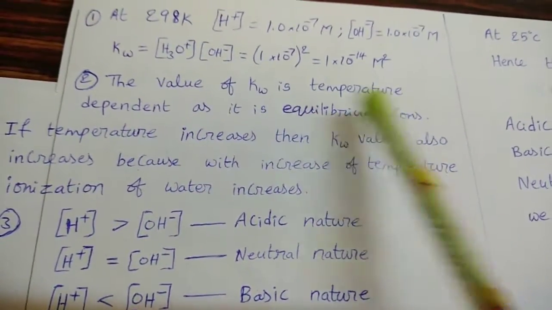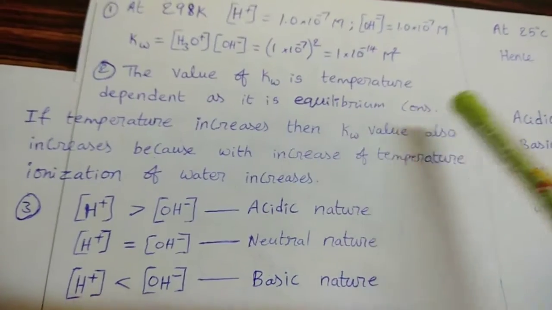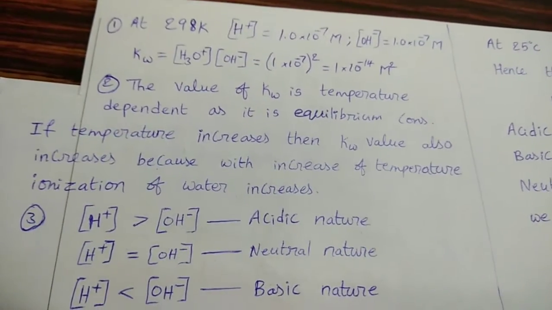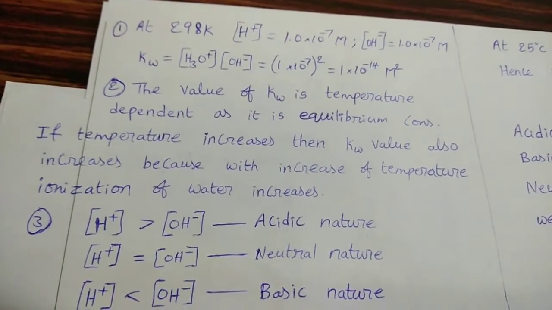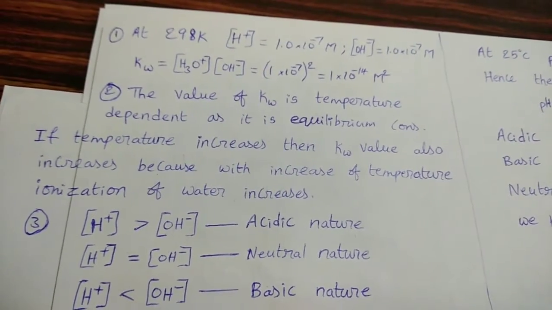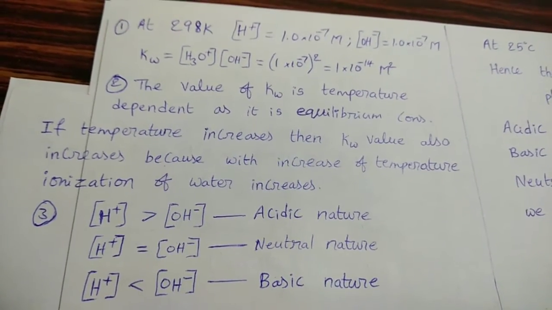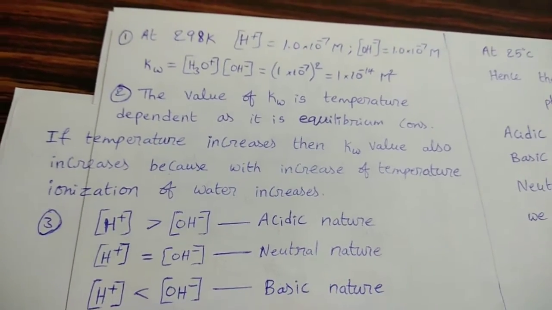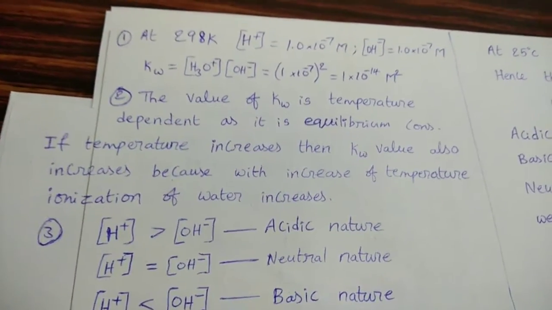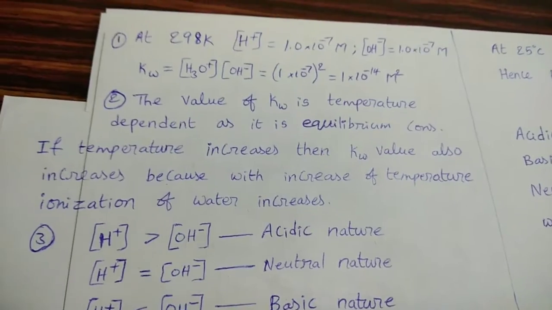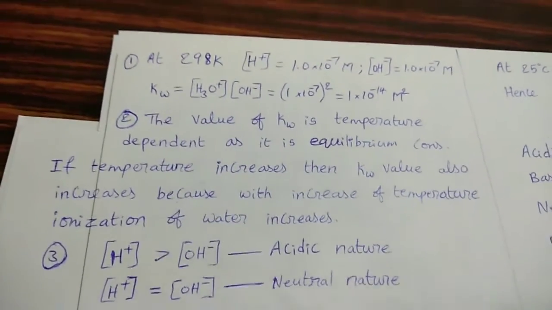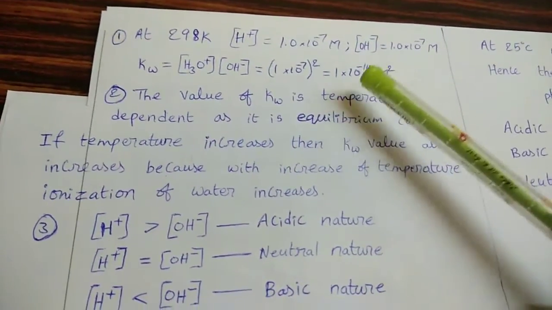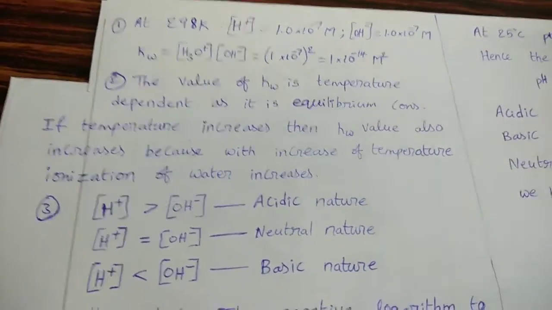The value of Kw is temperature dependent as it is an equilibrium constant. In chemical equilibrium, we completed characteristics of equilibrium constant. Equilibrium constant is temperature dependent. If we change the temperature, its value will also change. So at a particular temperature for a particular reaction, the equilibrium constant has a particular value. Here also same thing. At 298 Kelvin, for ionization of water, the equilibrium constant is 10 power minus 14. If we change the temperature, we cannot get this value, we get another one.